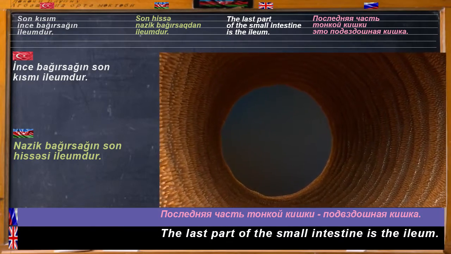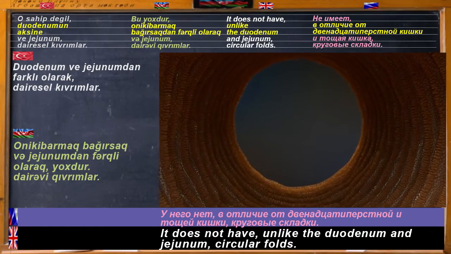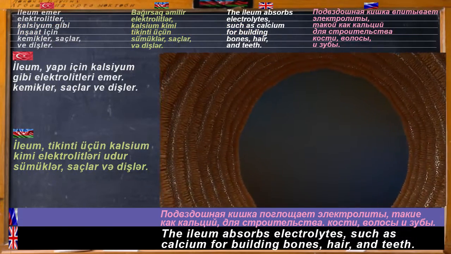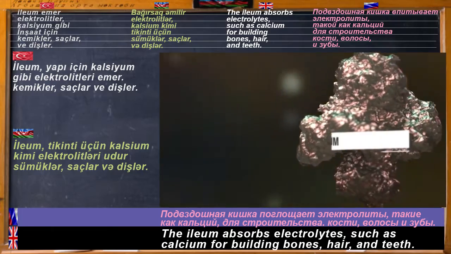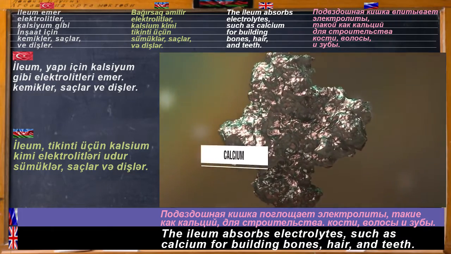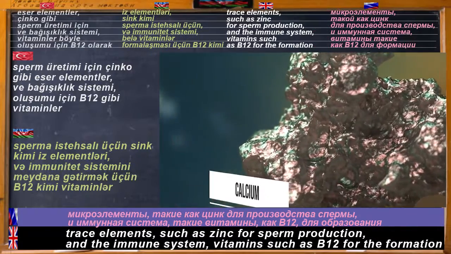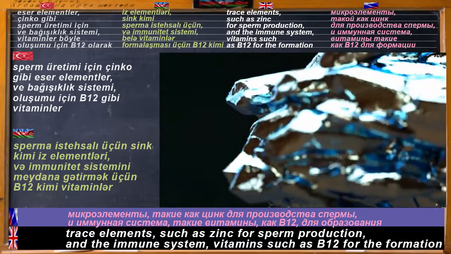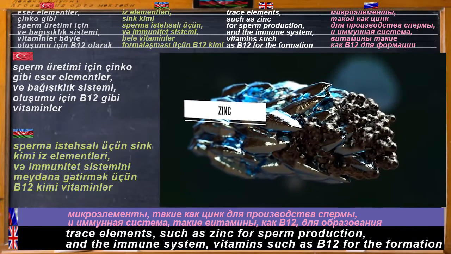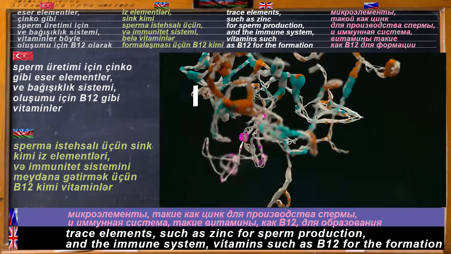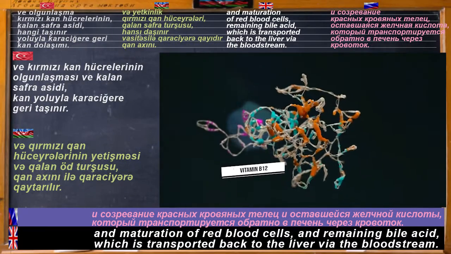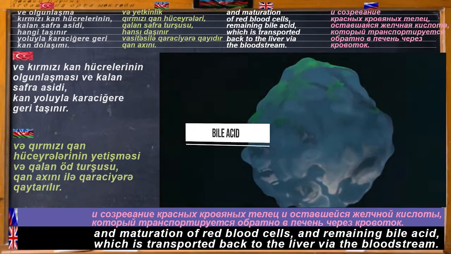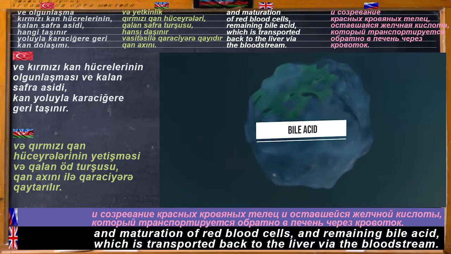The last part of the small intestine is the ileum. It does not have, unlike the duodenum and jejunum, circular folds. The ileum absorbs electrolytes, such as calcium, for building bones, hair, and teeth. Trace elements, such as zinc, for sperm production and the immune system. Vitamins, such as B12, for the formation and maturation of red blood cells, and remaining bile acid, which is transported back to the liver via the bloodstream.